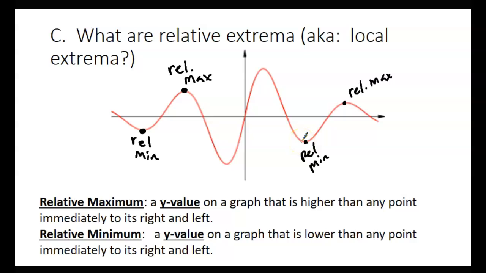Now just so you guys know, it's technically okay to call these relatives as well. So this is a relative max and a relative min. It's still the top and bottom of the hill, right? It just so happens that this is a special relative max and relative min. These also happen to be the absolute maxes and mins, okay?